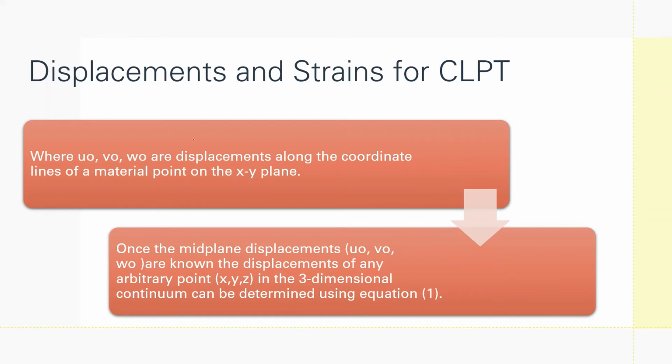So displacements and strains for classical laminated plate theory, where u naught, v naught, and w naught are the displacements along the coordinate lines of a material point on the xy plane. So it is the mid plane stretching or mid plane displacements. Once the mid plane displacements u naught, v naught, w naught are known, the displacements of any arbitrary point x, y, z in the three dimensional continuum can be determined using equation 1.